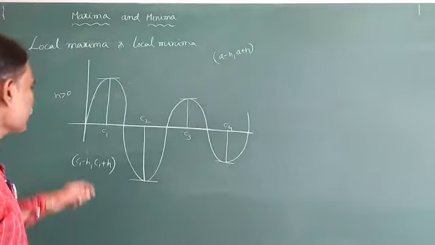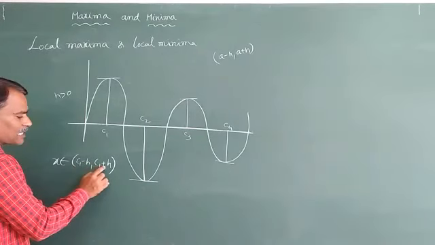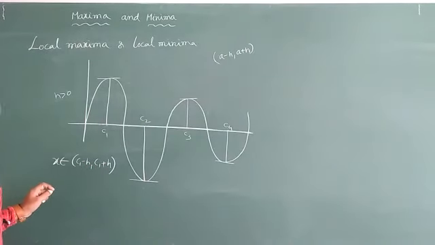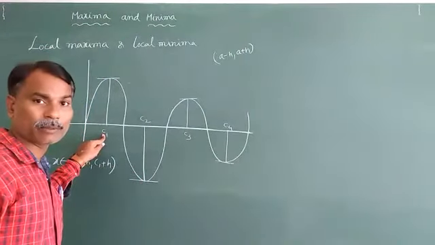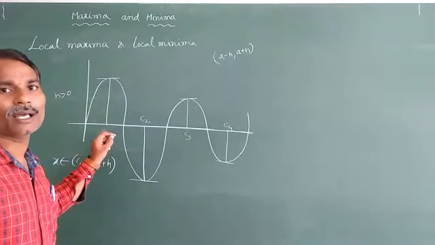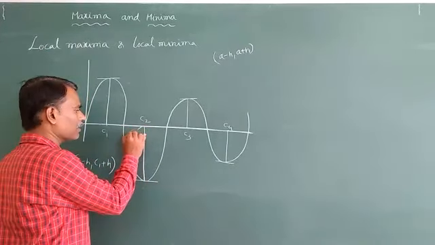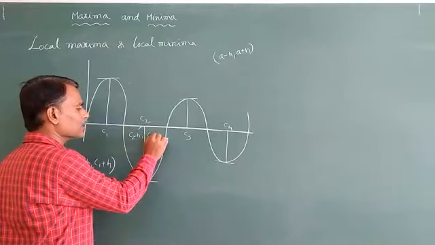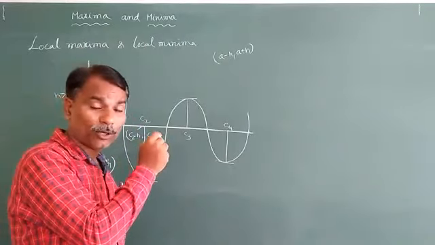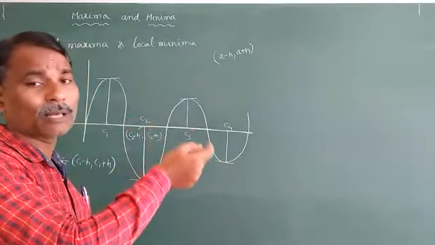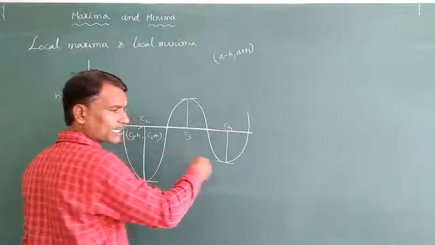That is the interval. That means now our x belongs to C1 minus h, C1 plus h. In that particular interval only, if C1 gives the maximum, then such a value is called local maxima. Like that, we have to find. Here it is C2 minus h and C2 plus h. If you consider this interval, then we are going to find the local maxima and local minima, and here also it will come like that.